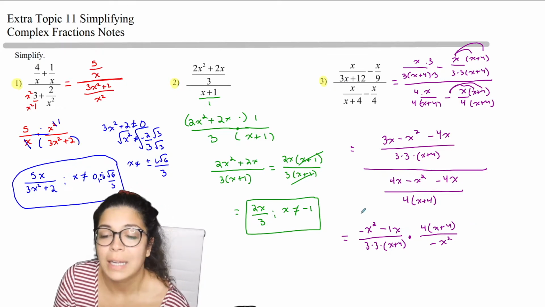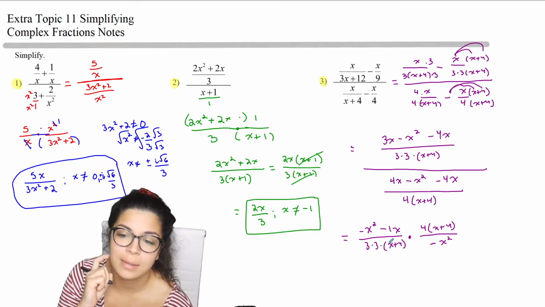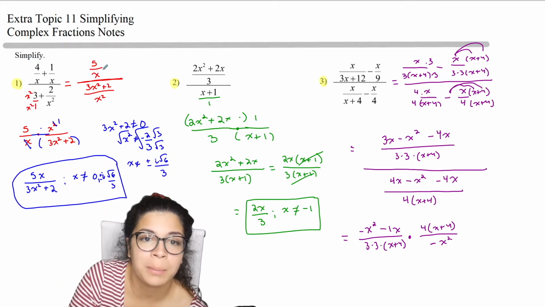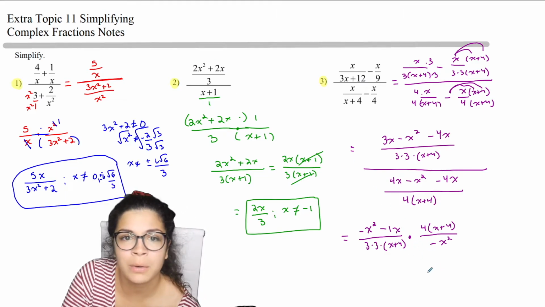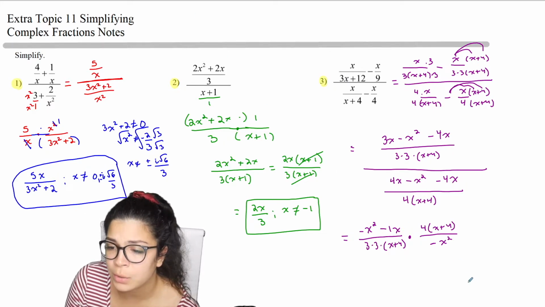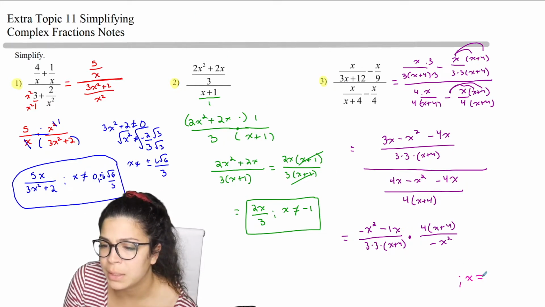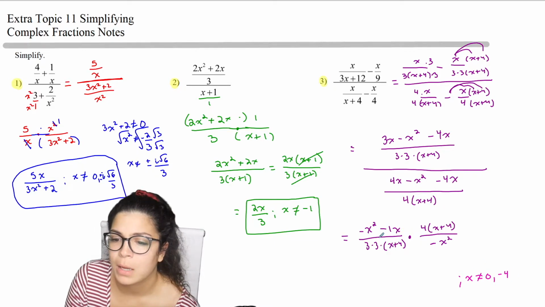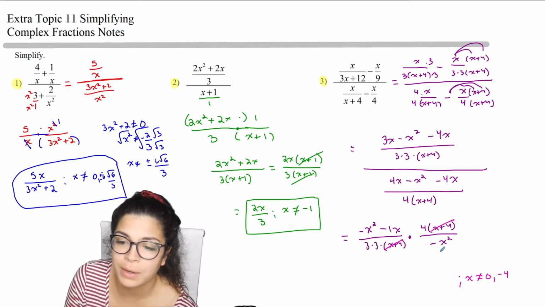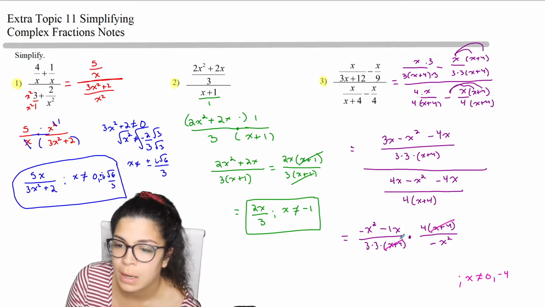All right, now we need to cancel out anything that's on top and bottom. Before I go in and start canceling stuff out so that I don't forget, let me go ahead and write my excluded values. So x cannot be 0 and x cannot be negative 4. Okay, now we can cancel out x plus 4 divided by x plus 4 cancels.